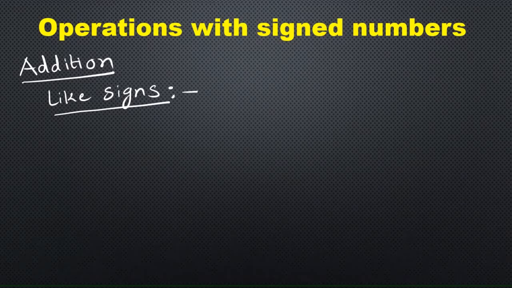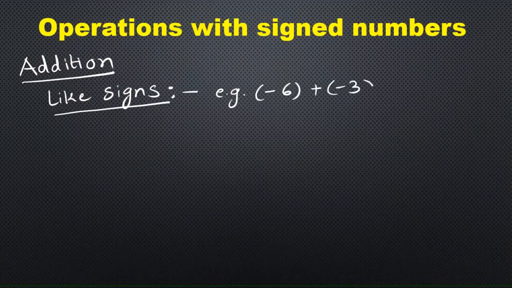In addition of like signs, add the absolute values and keep the same sign. So for example, -6 plus -3. In this example, 6 and 3 are the absolute values and they have a minus sign. Both signs are the same, so they are like signs.